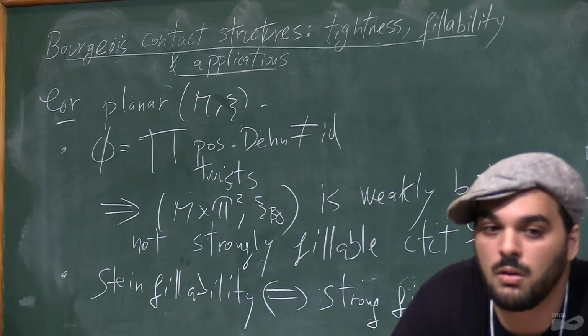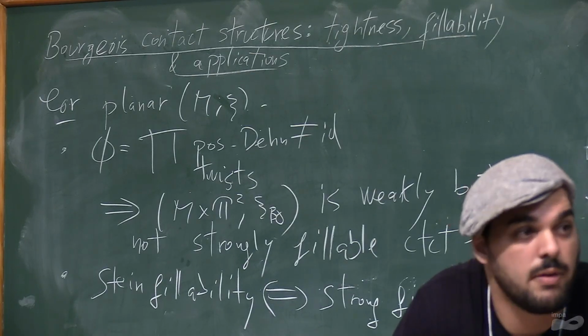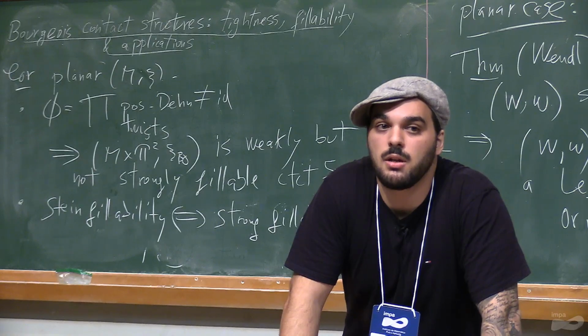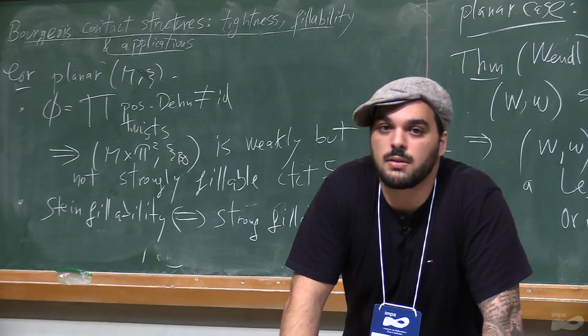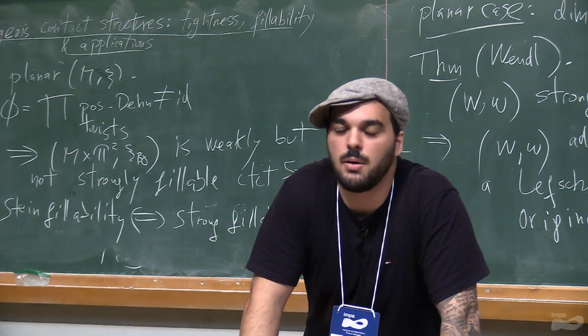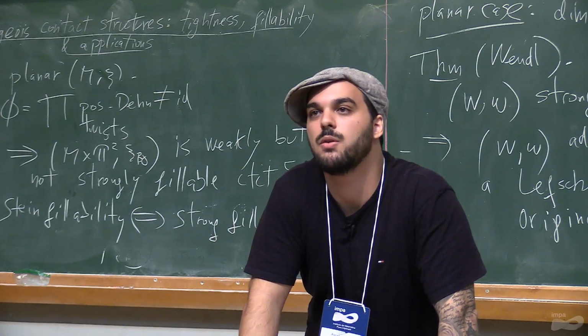Does that obstruct strong fillability? If you have a three-dimensional Giroux domain and a huge neighborhood disk. I mean, in some sense, this is saying that you won't have that, right? I mean, maybe we can discuss later. I don't know off the top of my head.